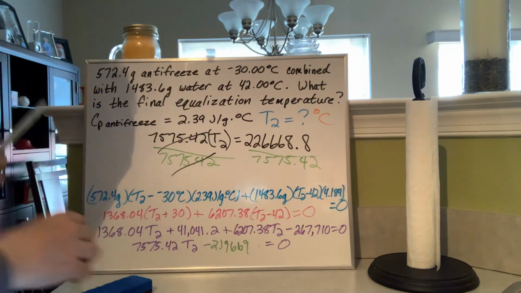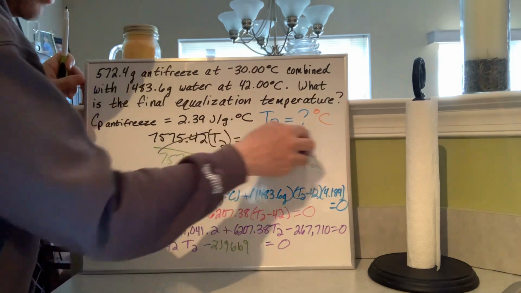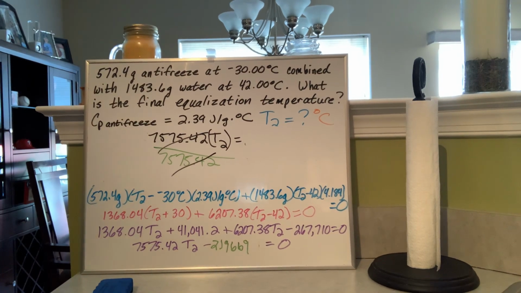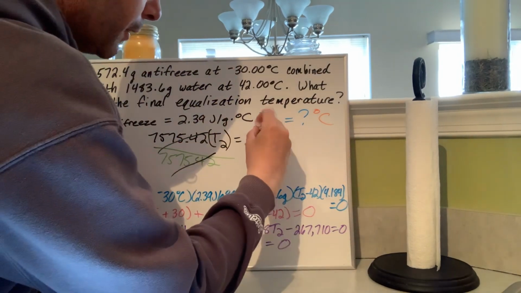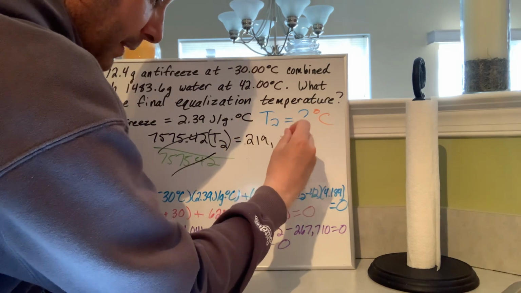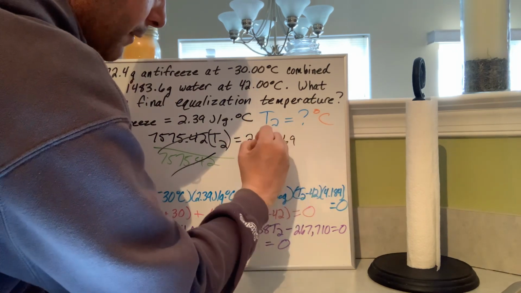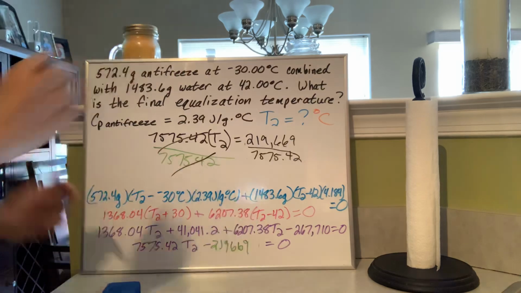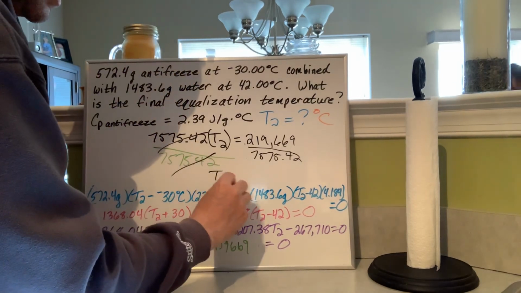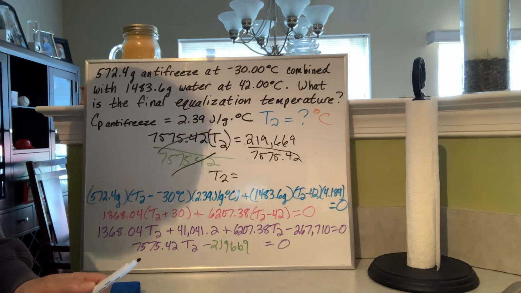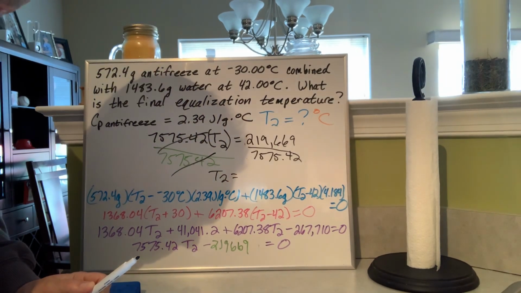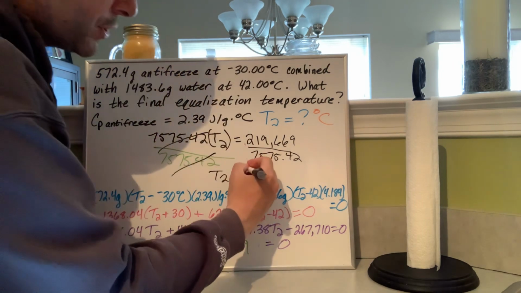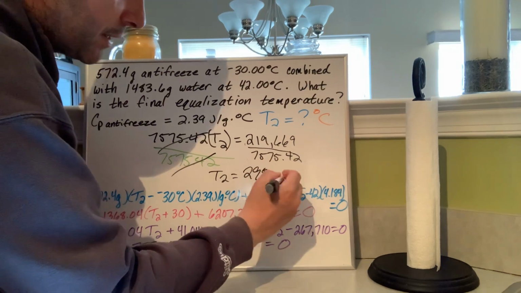All right, so basically, let me change this here. Now we should get the right answer. I thought the answer looked a little funny, but hey, that's what happens when you don't have your own calculator. 219,669 divided by 75.42. All right, that's where we're wrong. Now what we're gonna be left with is T2, and when I divide this by 75.42, I get 28.99, which is 29 degrees Celsius.